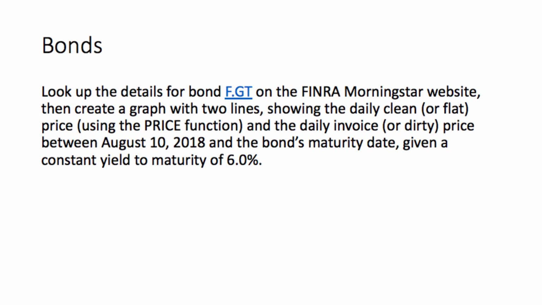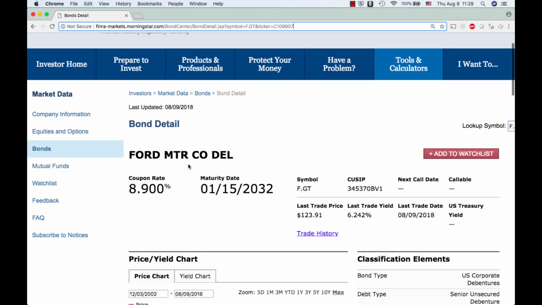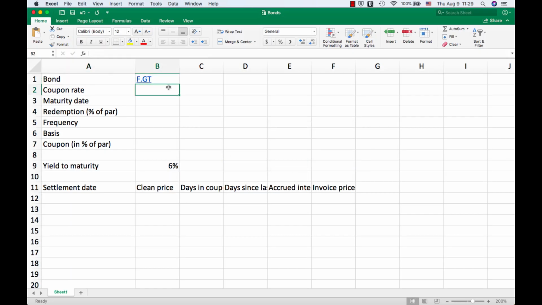This video will show you how to calculate and plot both the clean price and the invoice price of a particular bond. In this example, it will be a bond issued by Ford Motor Company. And we can look at the details here. The bond has a coupon rate of 8.9% and matures on January 15th, 2032. So let's take this information and put it into a spreadsheet.